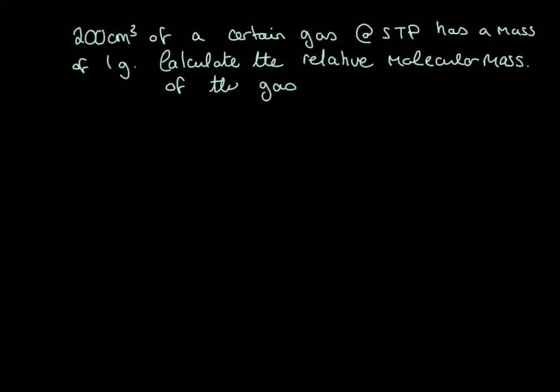Okay, here's the last little question. So we have 200 centimetres cubed of a certain gas at standard temperature and pressure, and it has a mass of 1 gram. Calculate the relative molecular mass of the gas. Okay, so write down what you know. 200 centimetres cubed, and we have 1 gram of the gas. Okay, so we need to find the molecular mass of it.